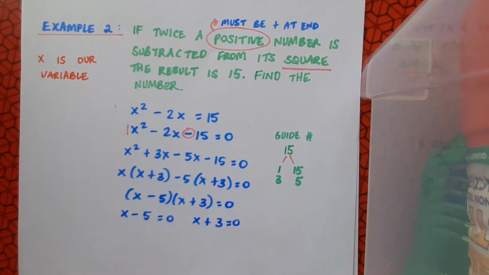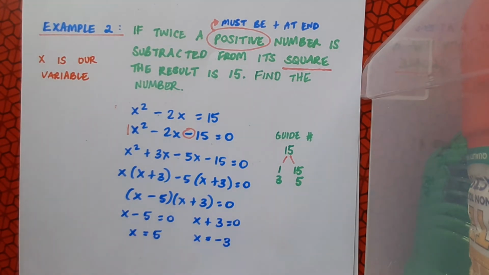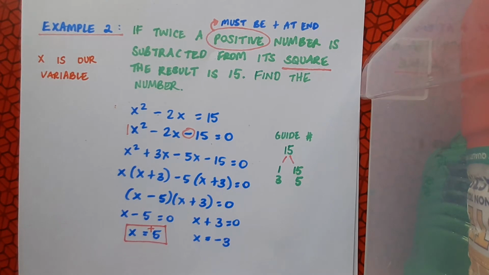So I first let each factor equal to 0, and then I solve for x. Now, this is where I have to think about the requirement in the question for there to be a positive number. So we're told that it's twice a positive number is subtracted from its square. So when I look at my two solutions here, I've got 5 and I've got minus 3, but only one of these is a positive number, and it's the 5. And just remember that if there's no plus in front of a number, it's automatically a positive number. So x equals 5 is my solution.